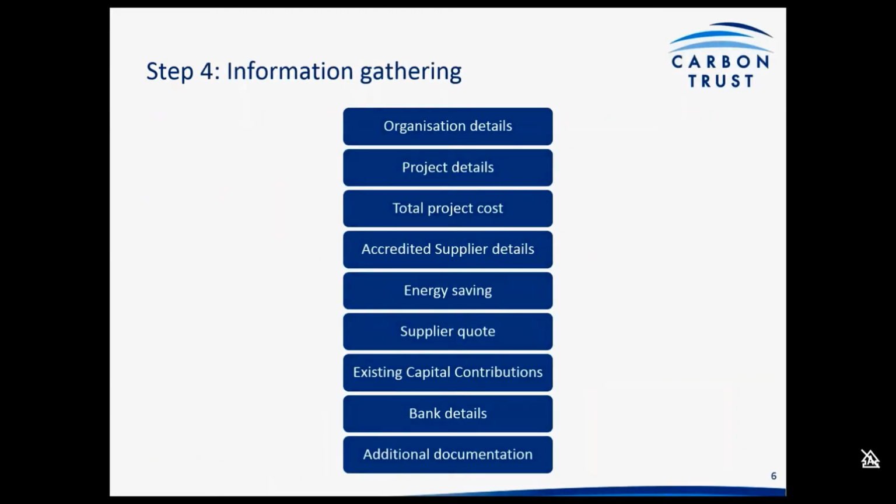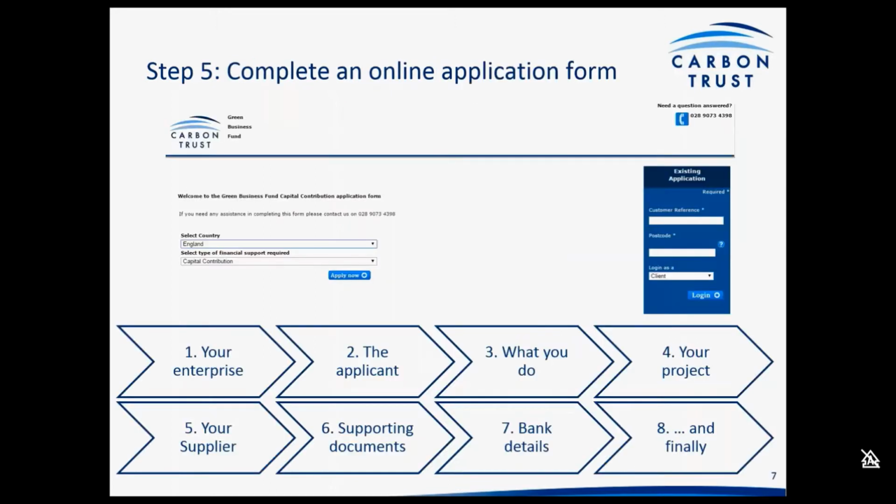Step 4. Let's start gathering the information that you'll need for your application form. And this roughly breaks down into us needing information on your organisation, on the project that you're looking to undertake and the total cost of that work, the accredited supplier that's going to deliver the work, and the energy savings that will result, as well as the cost of the work, any existing capital contributions that you might be in receipt of, the bank details of your business, which we'll obviously need to transfer the money, and there may also be some additional documents that we need, just depending on your exact business.